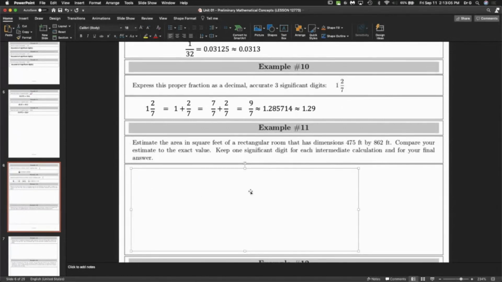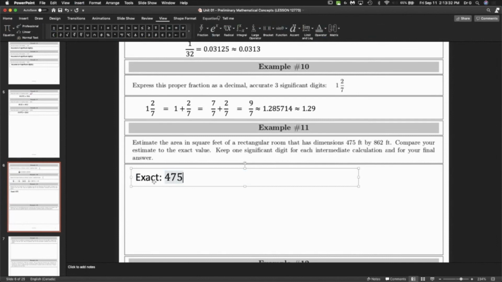Okay, so the next question is you want to estimate the area of a room, and they're giving you the dimensions of 475 feet by 862 feet. You want to find an estimate and also compare it to the exact answer. So let's get the exact first. What's the area of a rectangle? Anybody in the chat? Thank you. It's length times width. So 475 feet times 862 feet. Who's got a number on that? Yeah, 409,450 square feet.